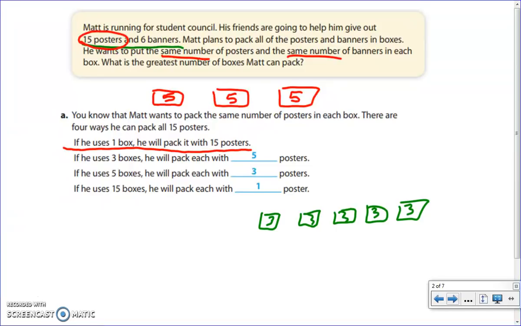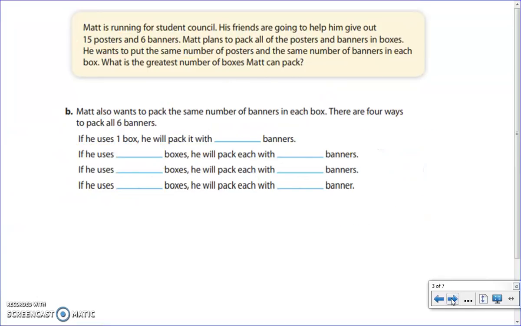Okay, we call these factors. The factors of 15 are 1 times 15 or 3 times 5. The factors are what told us the different ways that he could pack the boxes with the same number of posters in each box. It says he also wants to pack the same number of banners in each box.